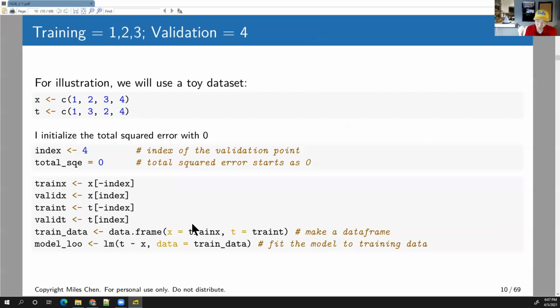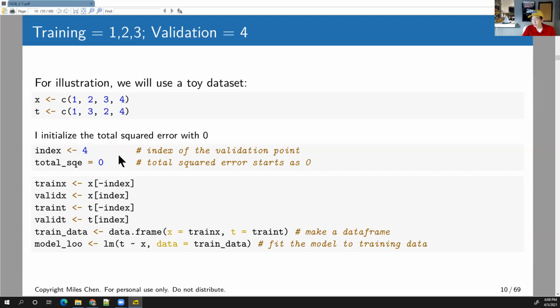But just for an example, I'm going to do a toy example with 4 data points. We're going to put one observation at a time as the validation set, and I'm going to try to illustrate how Leave-One-Out cross-validation goes. My data points are 1, 2, 3, 4 for X, and the actual values are 1, 3, 2, 4. We're first going to use number 4 as our validation point, and we're going to train on 1, 2, 3.